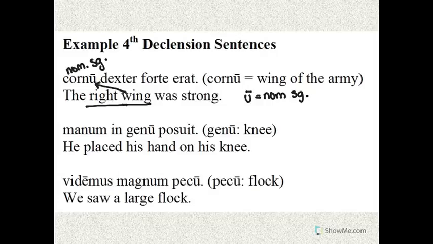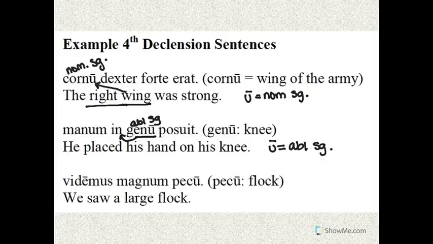Let's take a look at our next sentence. Manum in genu posuit. I translate this as he placed his hand on his knee. We have genu, our neuter noun, following the preposition in. It's a place where, so this should be an ablative. And we only have one knee that we're talking about, so this is singular. Interesting. The u ending is also an ablative singular ending.